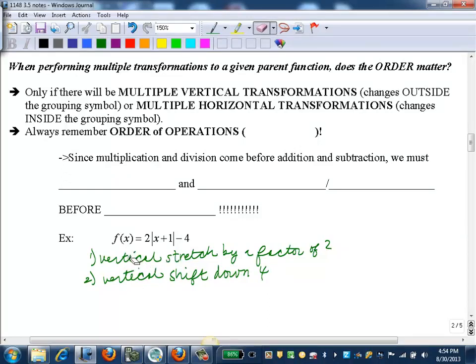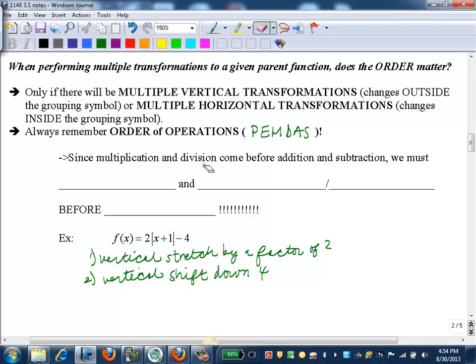So we have to do the stretching before the shifting. To help you remember that, you want to follow the order of operations. The 2's being multiplied, and then we're subtracting the 4. Multiplication comes before subtraction in your order of operations, so you have to vertically stretch before you vertically shift. So we'll write that up here. You want to always remember your PEMDAS, order of operations, please excuse my dear Aunt Sally: parentheses, exponents, multiply, divide, add, subtract.